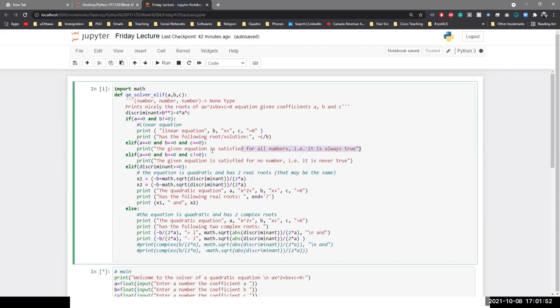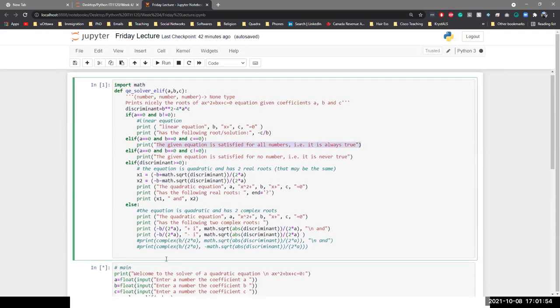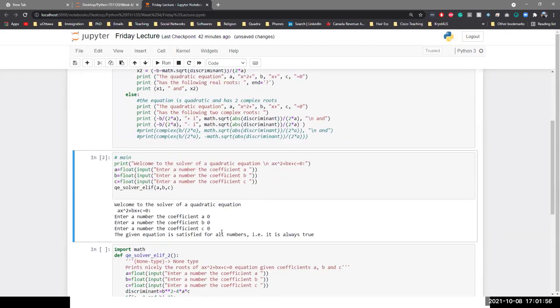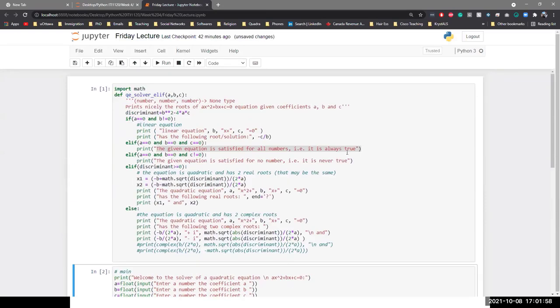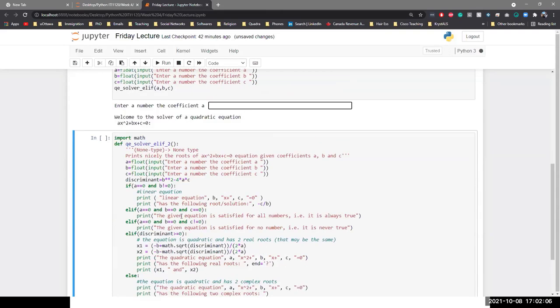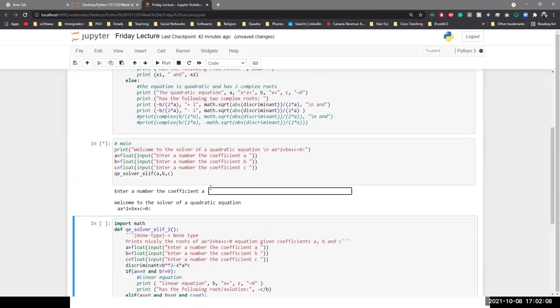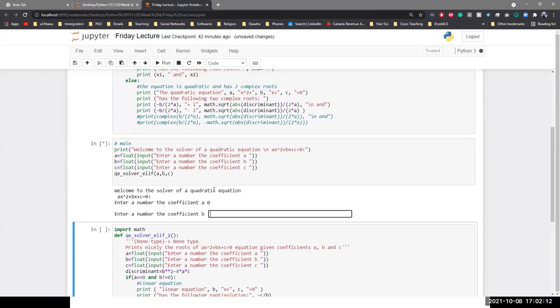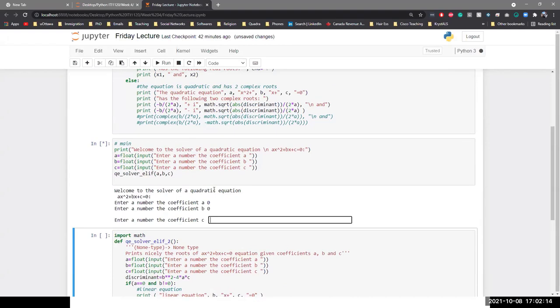So which line will be printed? This line. Okay, so let's test it. As I mentioned, this line is being printed. Now let's rerun it again. Let's enter a value equal to zero for A, a value equal to zero for B, and a value equal to five for C. So which line will be printed?